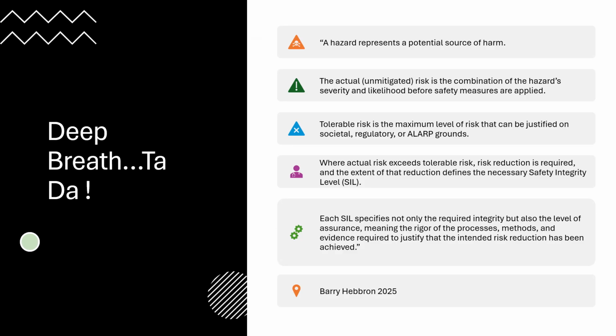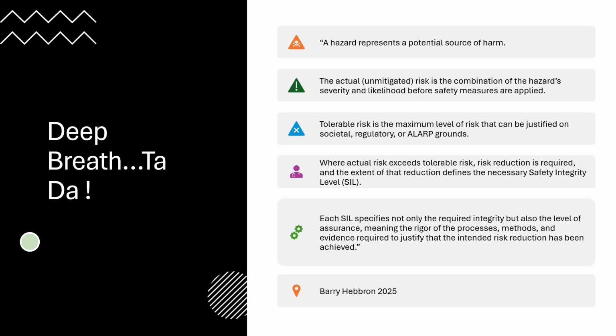So, after that meandering story, here is the point. I want you to make sure that you understand each of these terms and concepts so we can use them in both of the case studies. A hazard represents a potential source of harm. It's an inappropriate system state. The actual, unmitigated risk is the combination of the hazard severity and the likelihood before safety measures are applied. The tolerable risk is the maximum level of risk that can be justified on social and regulatory grounds. It should be as low as reasonably practicable.